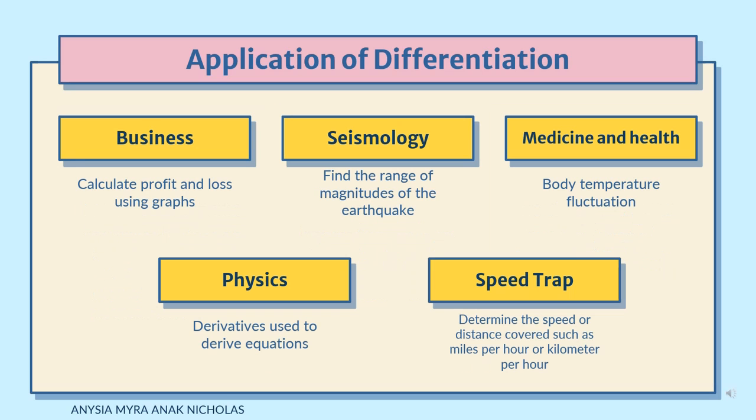Besides that, differentiation is also used in business. For instance, we can calculate profit and loss using a graph. Next, we have seismology. Differentiation is used to find the range of magnitudes of an earthquake. Thirdly, we have medicine and health. Differentiation is used for body temperature fluctuation. Fourthly, physics. Physics uses derivatives to derive equations. Last but not least, speed trap. Differentiation is used to determine the speed or distance covered, such as miles per hour or kilometers per hour.